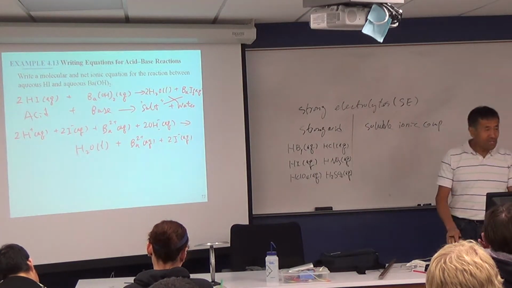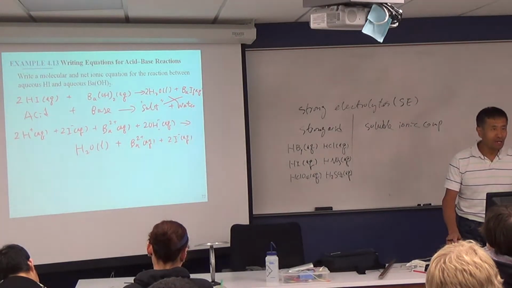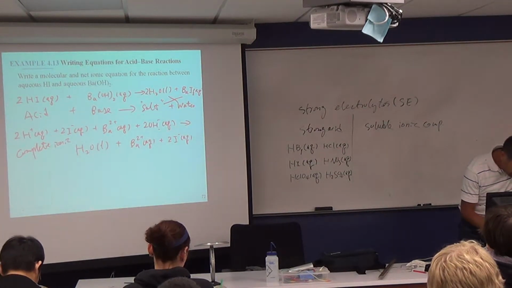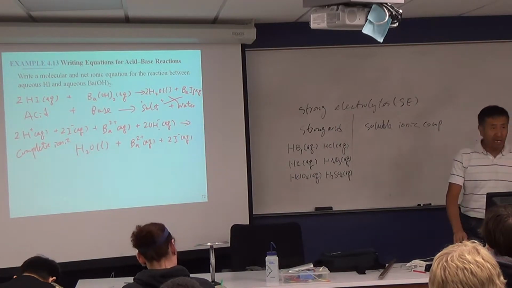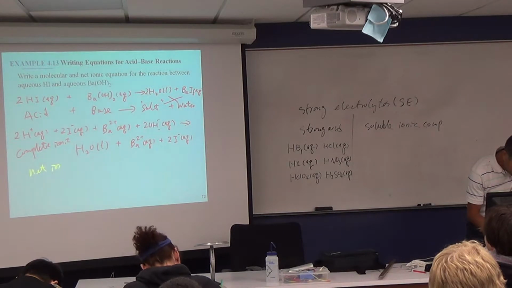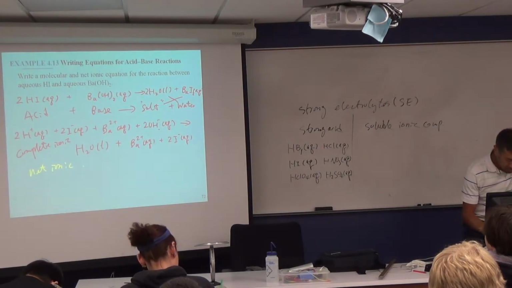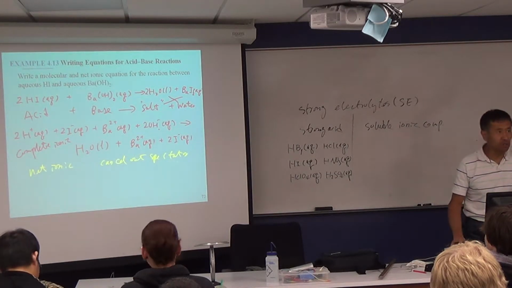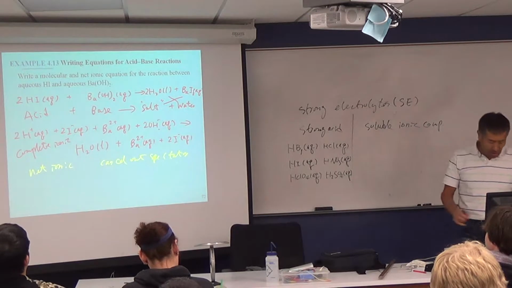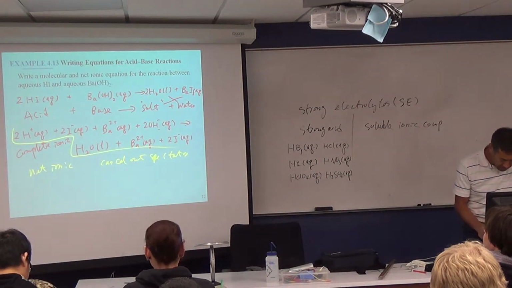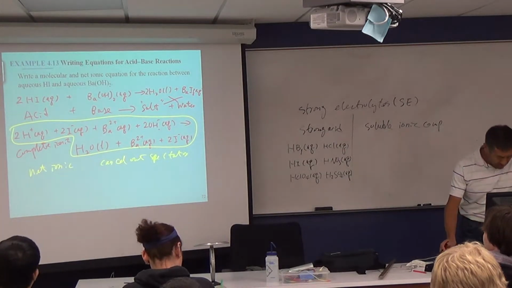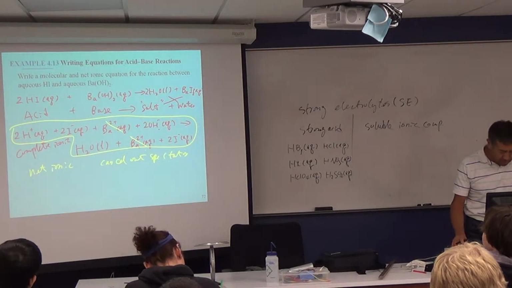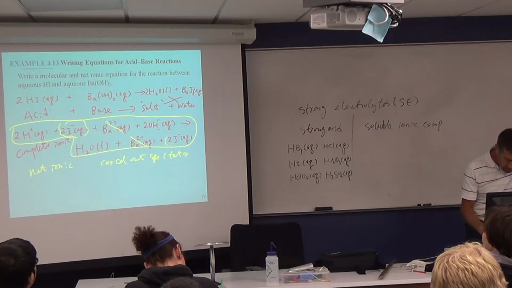So what do you call this equation? This is called a complete ionic equation. Now let me change the pen. How do you get the net ionic from the complete? You cancel out the spectators. What are the spectator ions in the equation? Let me circle this complete ionic. Who is our spectator? Barium, Ba2+ and Ba2+. What else? Iodine, yes, iodine and iodine.